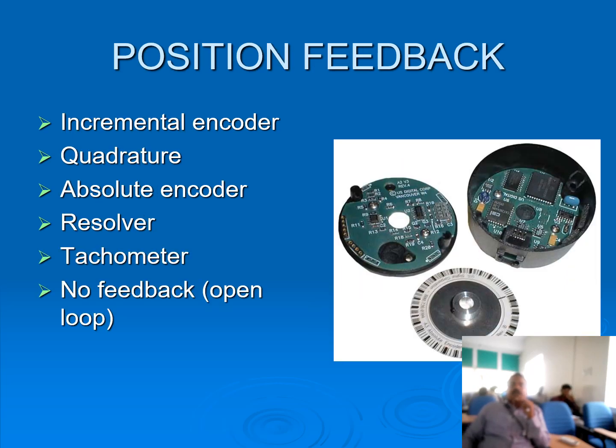The position feedback. As we discussed already, the position should be given as a feedback, then only the error correction can be done. So it's possible by the incremental encoder, quadrature, absolute encoder, the resolver, tachometer, or no feedback. When there is no feedback, it comes under open loop, whereas the above 5 are closed loop control. For example, the tachometer is for giving the speed.